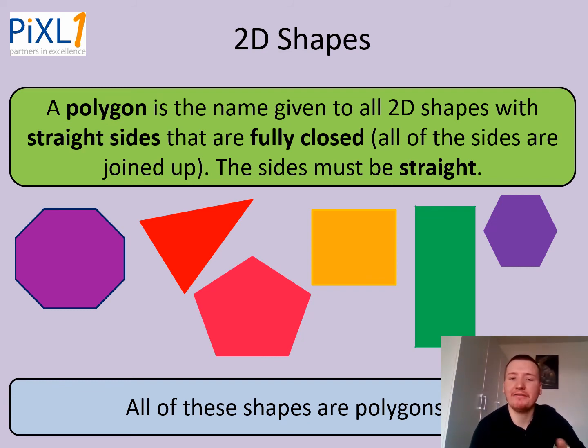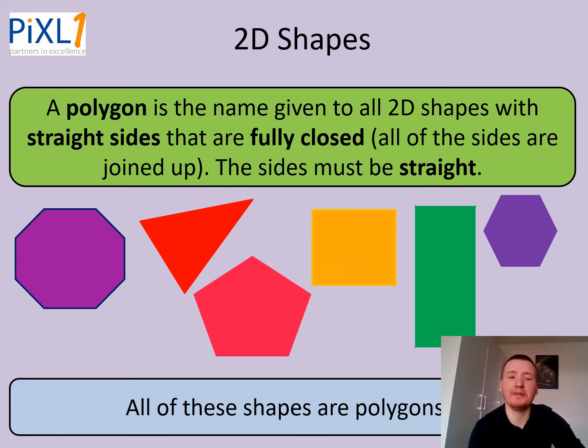Have a little think, pause the video: why is a circle not classed as a polygon? Why is a circle not classed as a polygon? Think about the definition. Pause the video. Now, the reason a circle is not a polygon is in the definition. It says a 2D shape with all straight sides. That means a circle has a curved side, which means it can't be a polygon.